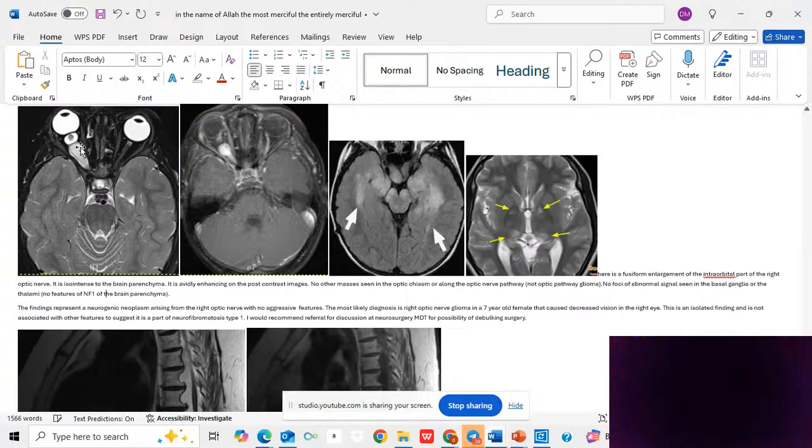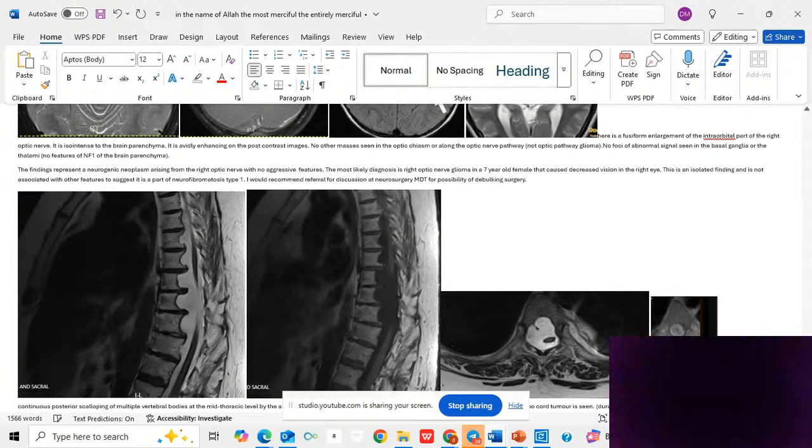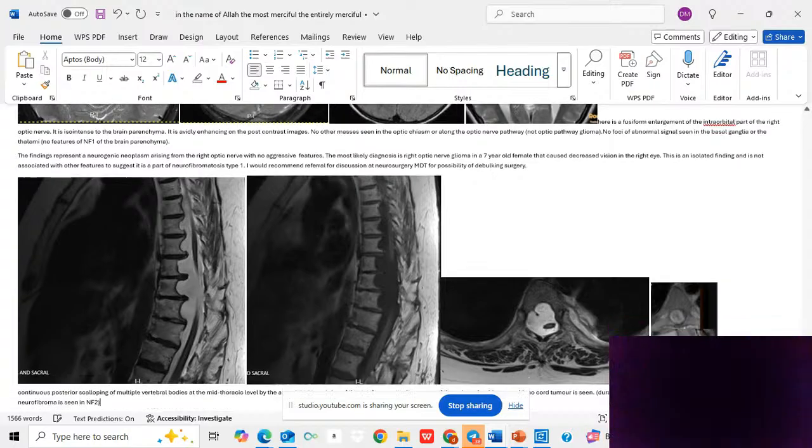The mainstay treatment for optic nerve glioma is debulking surgery, as this tumor is affecting the right optic nerve, so it needs to be debulked. Debulking surgery, okay. As I mentioned, this case is suffering from decreased vision, so this needs to be removed. Next case of NF1.